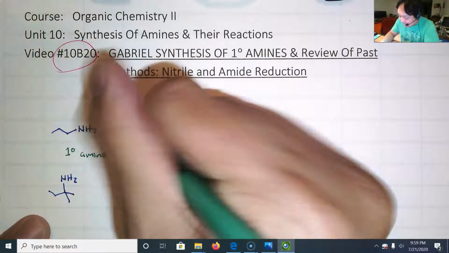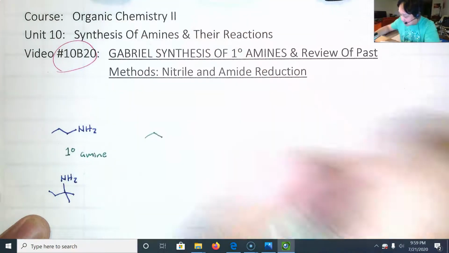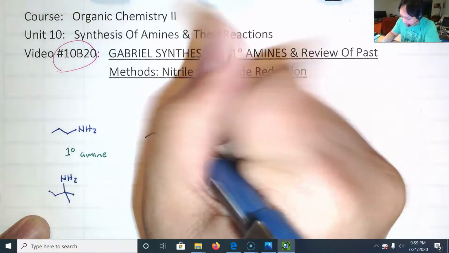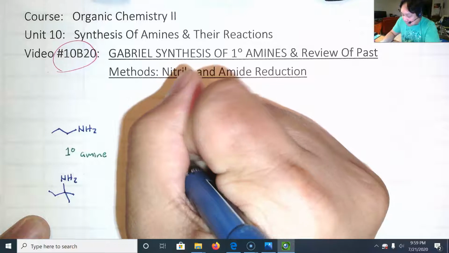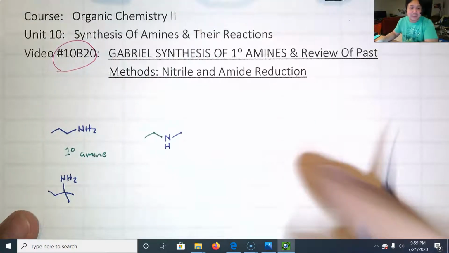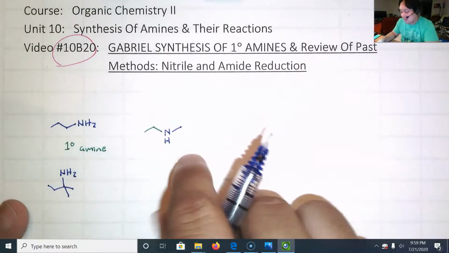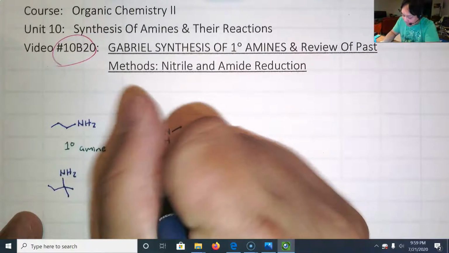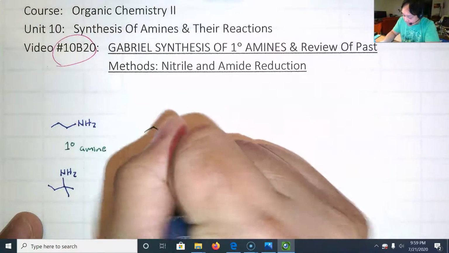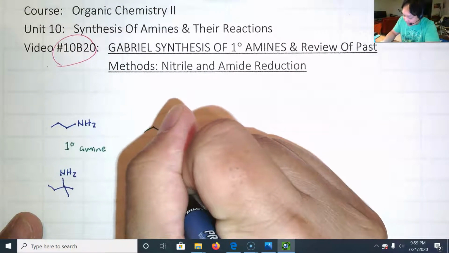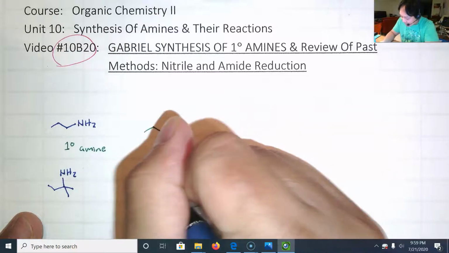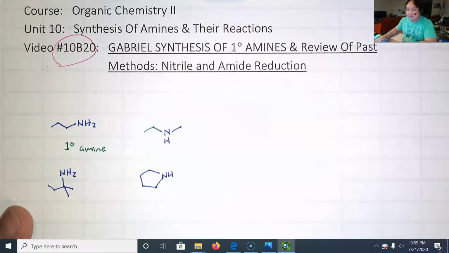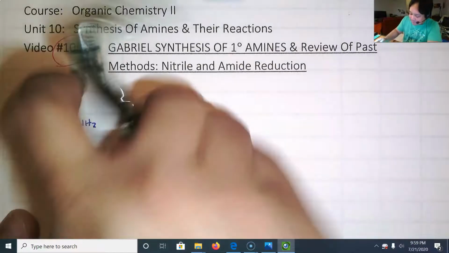How about a secondary amine? We replace one of those hydrogens with an R group. It doesn't matter what kind. You could draw the H like this. You don't have to draw the bond. Typically, people don't draw the bond coming off of a nitrogen. So that's a secondary amine. Another example is maybe we could make it cyclic. And there has to be hydrogen there to make it neutral. So those are secondary amines.